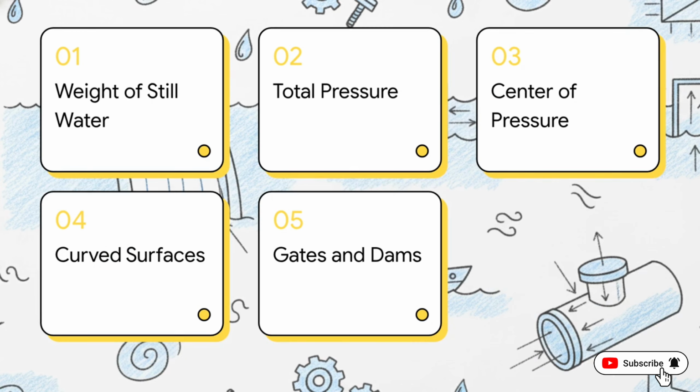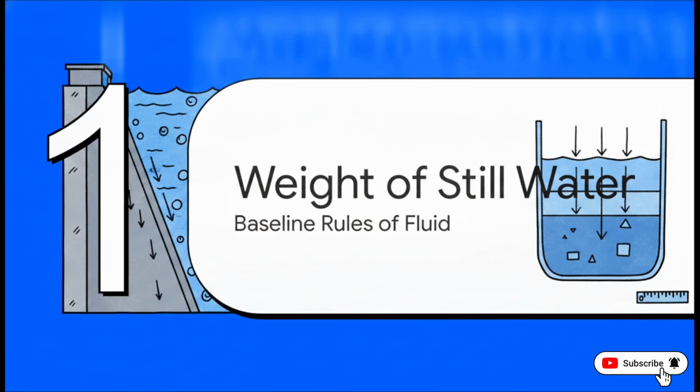Here's a quick look at what we're covering today. We'll start with the weight of still water, move on to calculating total pressure, figure out how to find the center of pressure, look at forces on curved surfaces, and wrap it all up with engineering gates and dams. Starting with Section 1, the weight of still water.